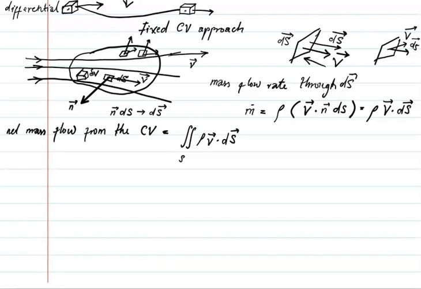So this is what it looks like. So this is the net mass flow from the control volume. So now we know that the net mass flow for the control volume is this. So now we also want to equate it to what?